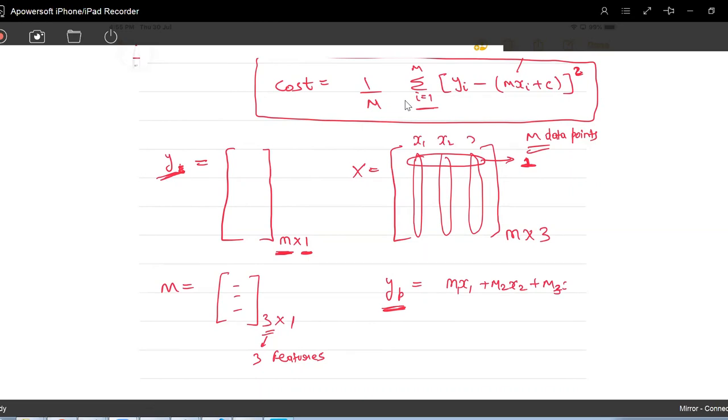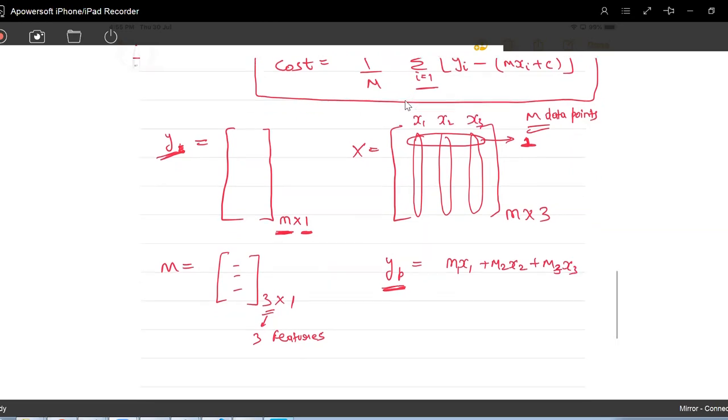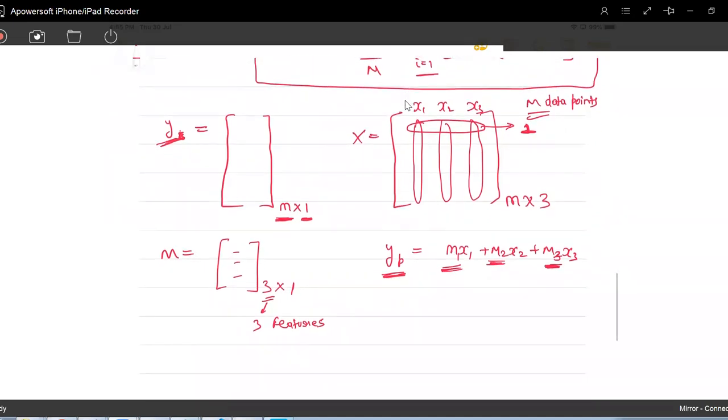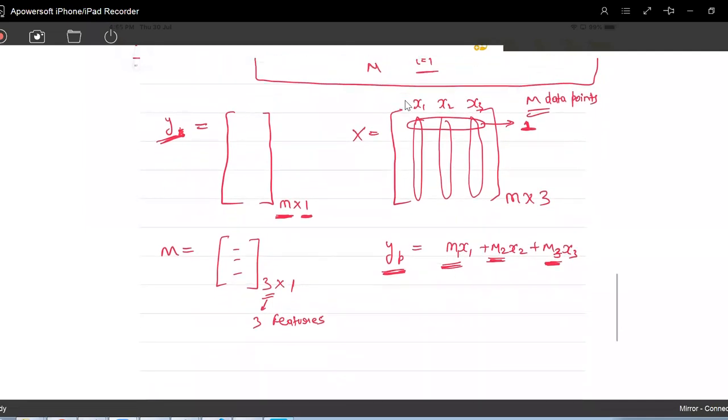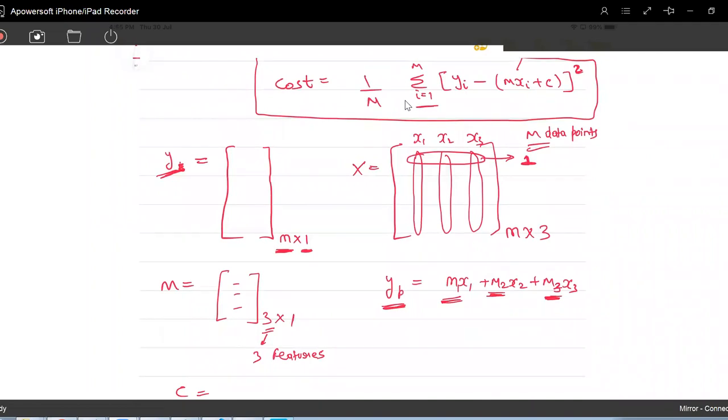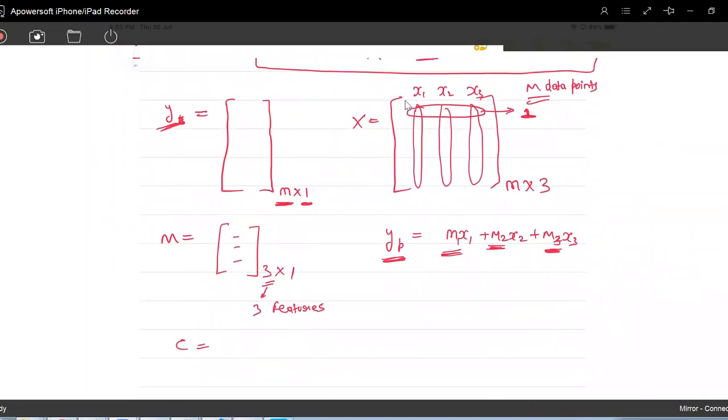So how many weights do we need? For every feature I need one weight. And what will be the dimension of c? c will not be dependent on the number of features, so we can consider it as a scalar. A scalar will not have any dimension, it is just a number or a constant, we can say.